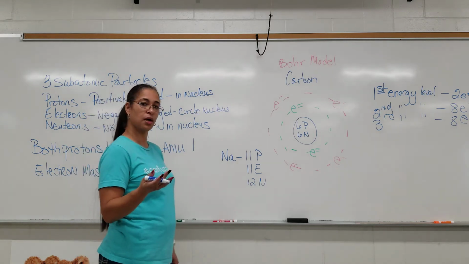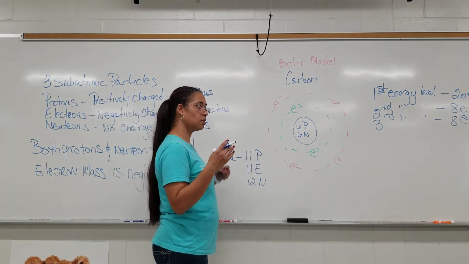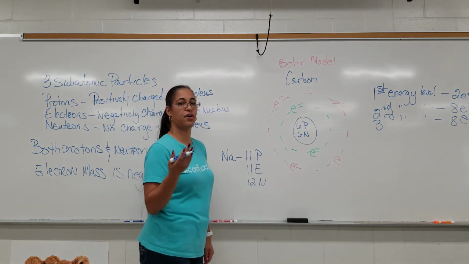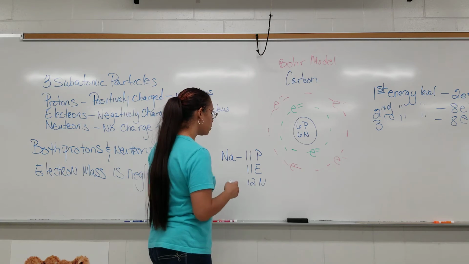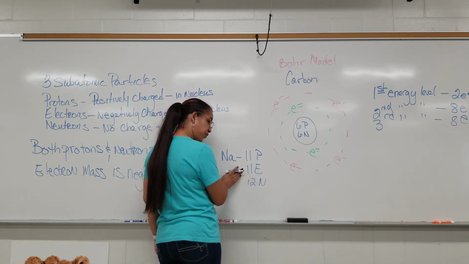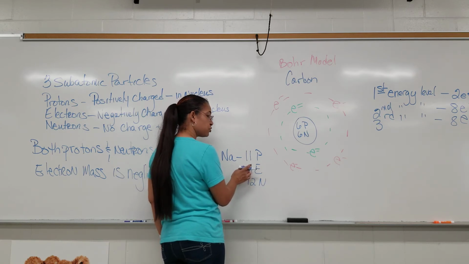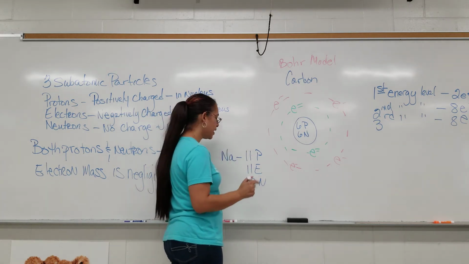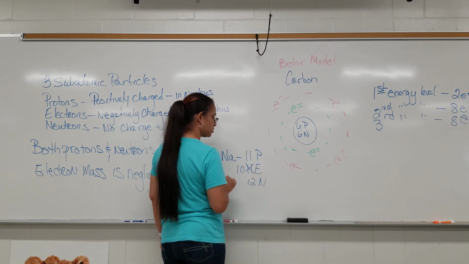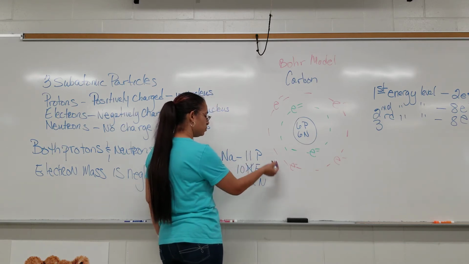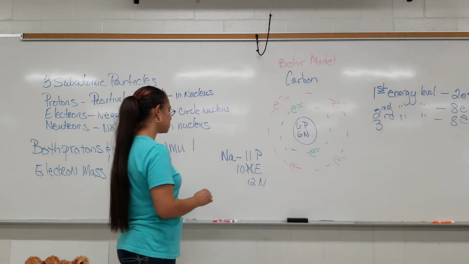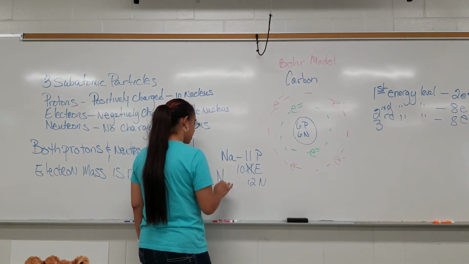But as we talked about previously in class, sodium wants to have a full outer shell. So since it already has 2 full shells and the third shell only has 1 electron, it's going to get rid of one of its electrons and have 10 electrons. Well, now, since sodium has 10 electrons and 11 protons, it becomes Na+.